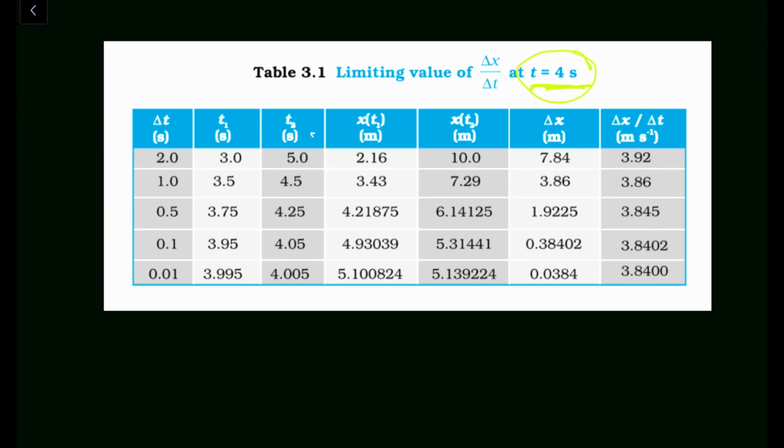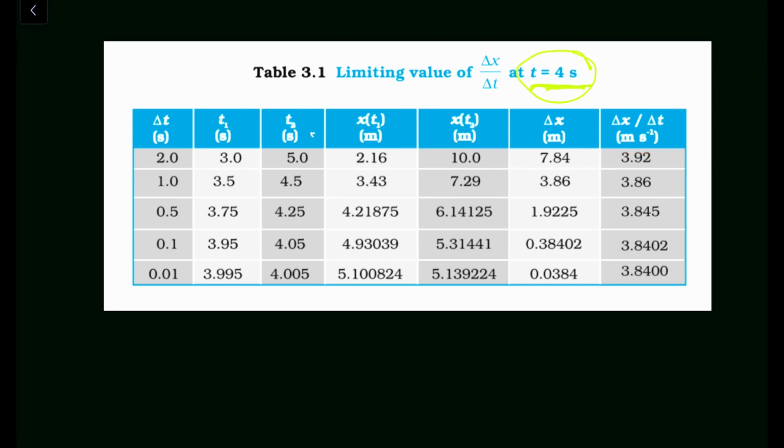So let us consider various time intervals. For the first time interval, delta t is the time interval, t1 is the starting time and t2 is the ending time. At the initial position the time is t1, and at the final position the time is t2. So x(t1) is the position at time t1, and x(t2) is the position at time t2. Both are given in meter units. Delta x is the displacement, and delta x by delta t is the average velocity. I hope you are following up to here.